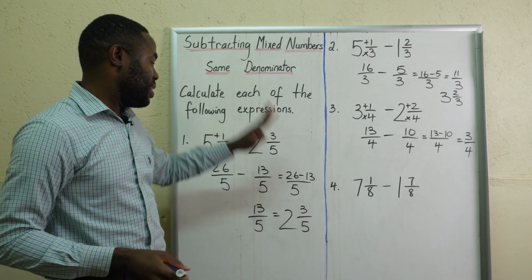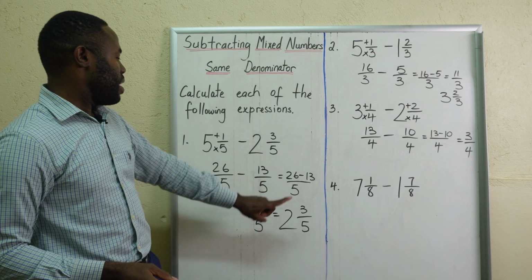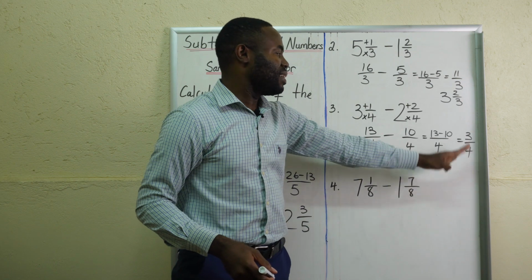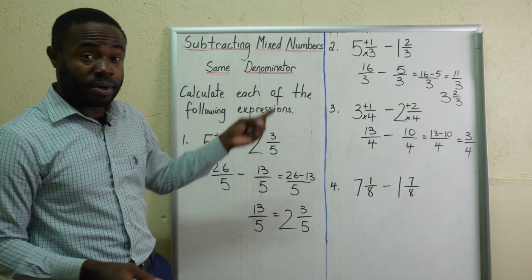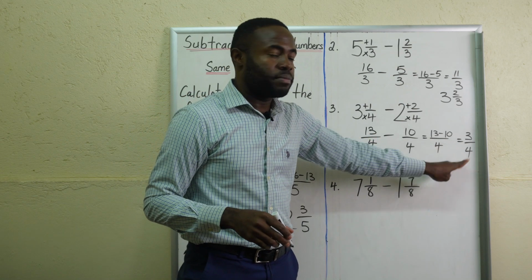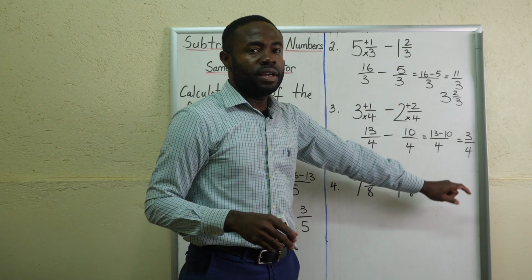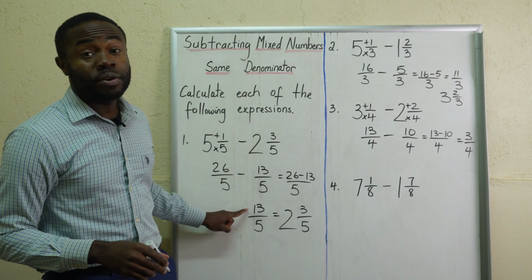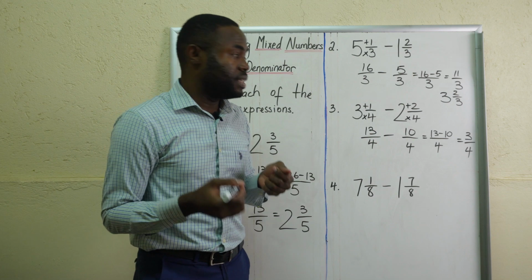When you compare that to 13 over 5 and 11 over 3, you see that the first two are improper fractions, and this one is a proper fraction because the numerator in this case is smaller than the denominator, as opposed to the others where the numerator is larger than the denominator.